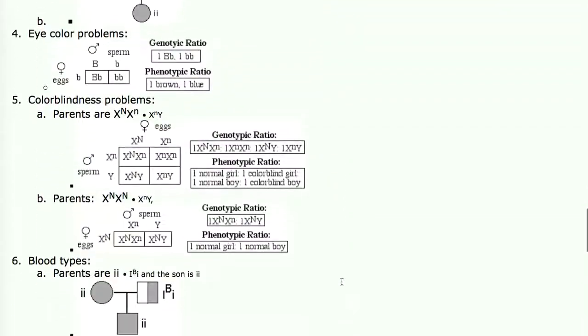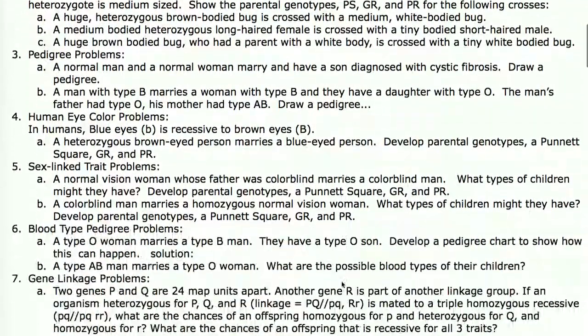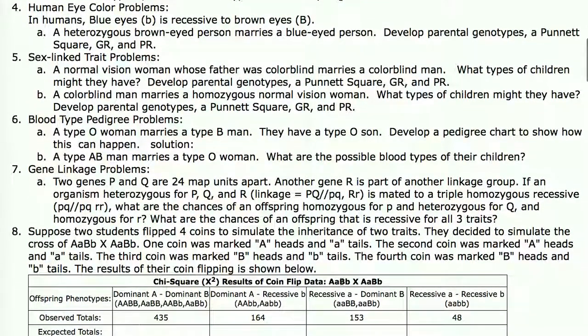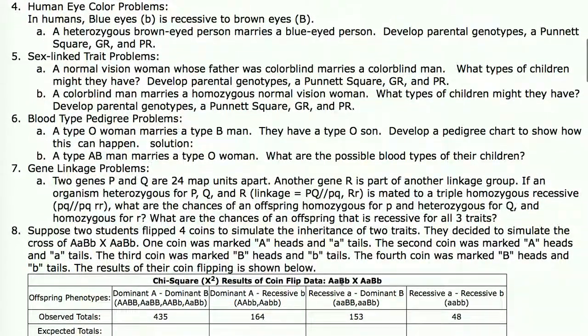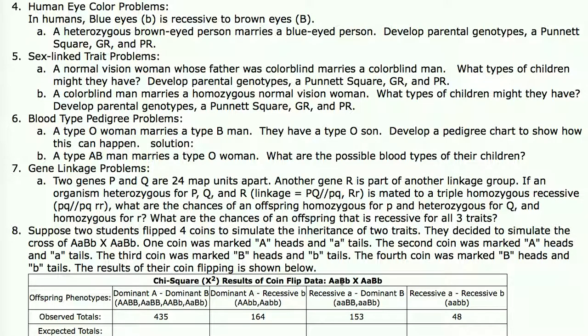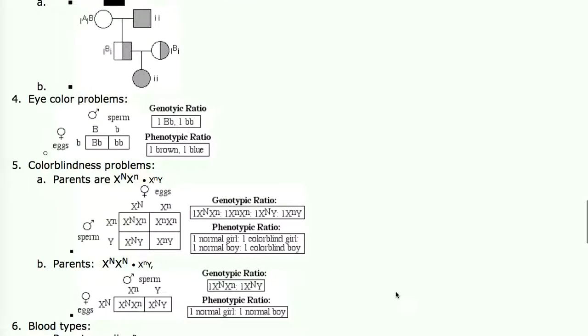All right, so that brings us now to the next problem. Eye color, which really is more complicated, but we're going to boil it down just for genetics problems. Let's just say blue is recessive to brown. A heterozygous brown-eyed person marries a blue-eyed person. Develop parental genotypes, a Punnett square, a genotypic ratio, and a phenotypic ratio. So what kind of kids can they have?